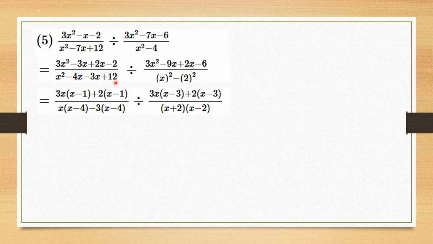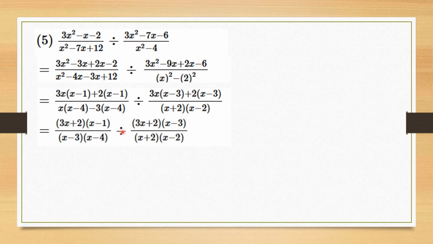And in the next pair, if you see, 3 is common, so we'll take minus 3 outside, and inside the bracket we'll be left with x minus 4. Similarly, in the numerator, from the first pair, we'll take 3x common, and inside the bracket we'll be left with x minus 3. And in the next pair, we'll take 2 common, and inside the bracket we'll be left with x minus 3. Here in the denominator, we have used the a squared minus b squared formula, and that becomes x plus 2 into x minus 2.